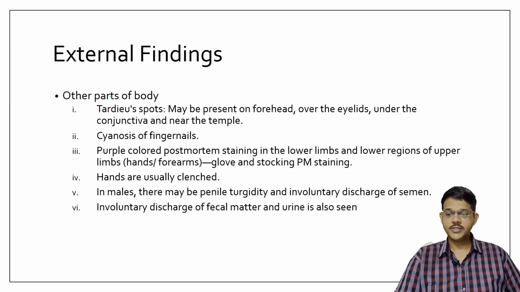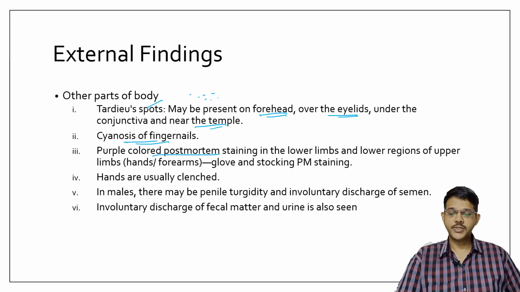Next, other features. Tardieu spots will be present. It is always present, as I mentioned, and it is a sign of asphyxia. It is present on the forehead, eyelids, under the conjunctiva and near the temple. These are usually pinpoint hemorrhages present in the body. There will be cyanosis of the fingernails, that is, bluish discoloration will be present.